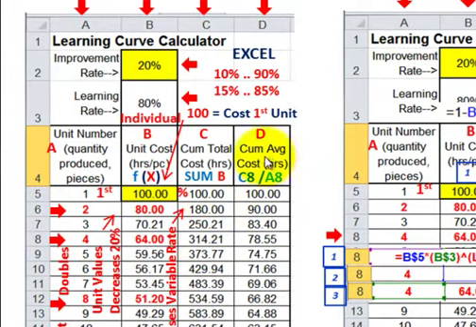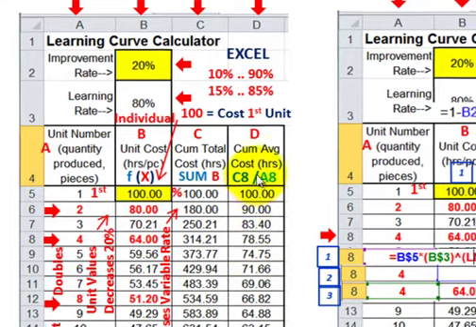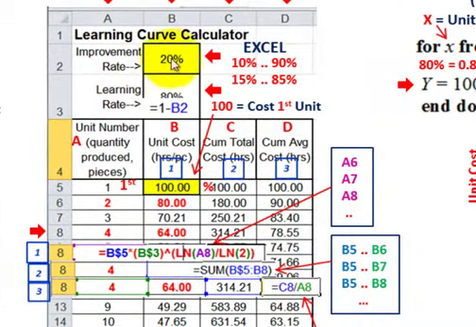So then cumulative average cost again was just your cumulative total cost divided by the unit number of pieces you're looking at, for that particular unit. That gives you your cumulative average cost here. Okay, so now let's look at our actual calculations.